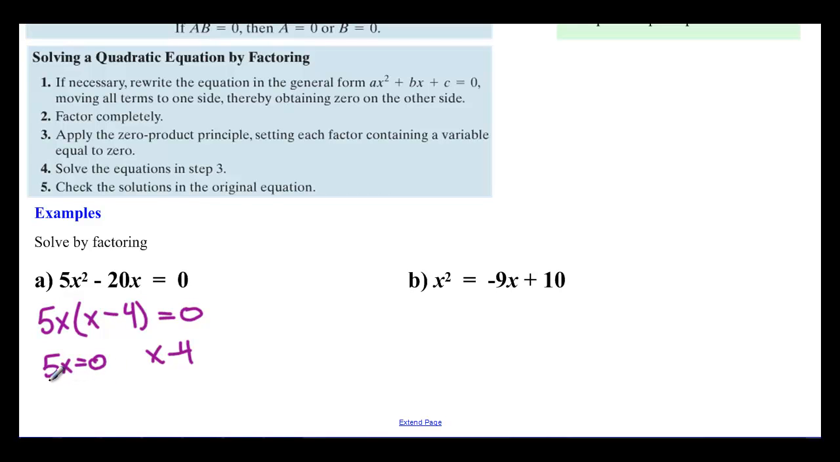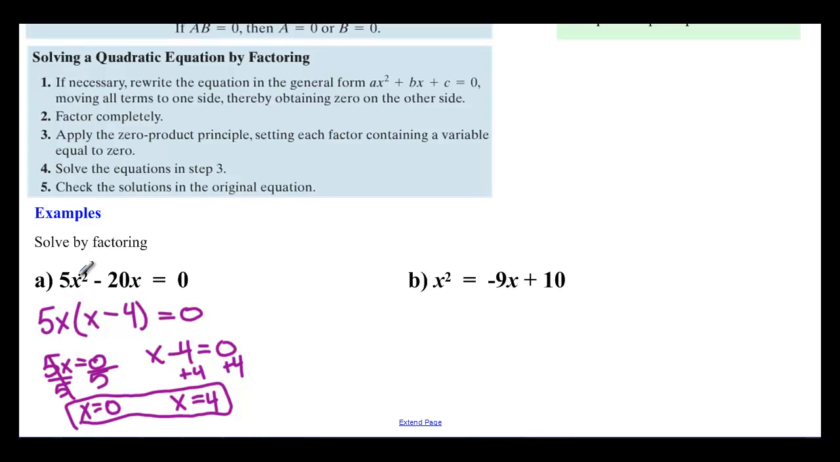So whenever we solve for x here, we're going to get x is 0, because 0 over 5. And again, that's why we could have just said x equals 0 right away. And then for the x minus 4 equal to 0, we're going to add 4 to both sides and get that x is 4. So our answers are going to be both the x is 0 and x is 4.